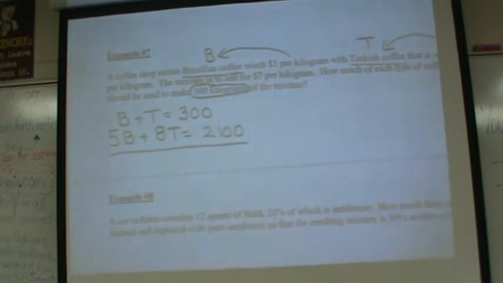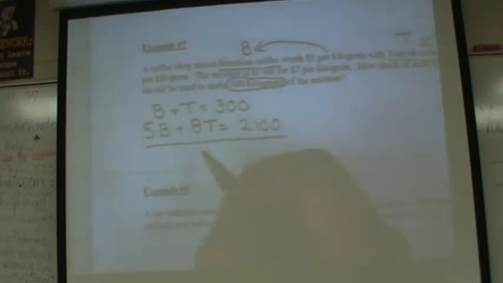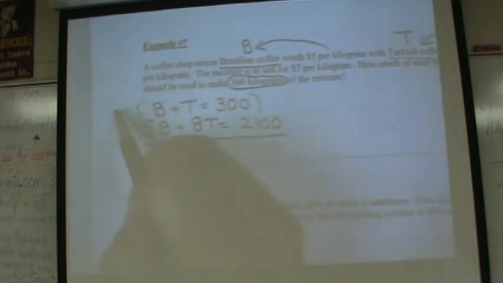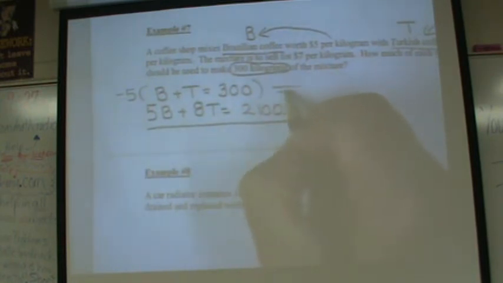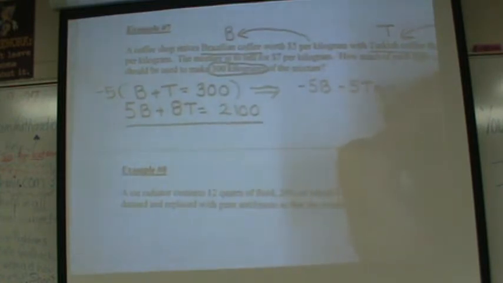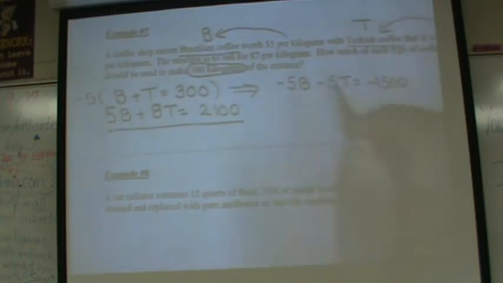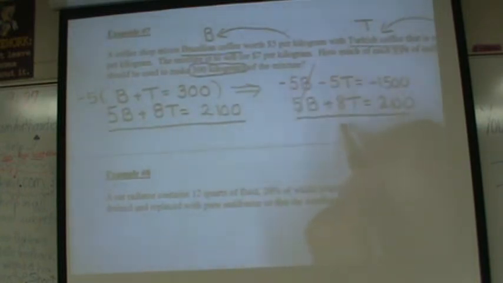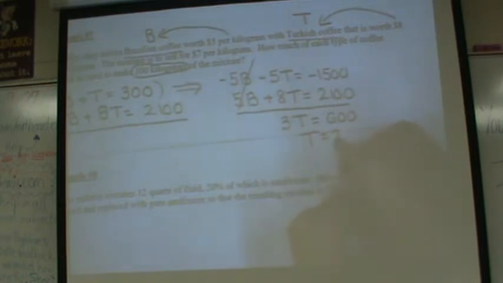Now, you don't need a calculator for this. So how would you do this one? What is the method? I would multiply the top equation by maybe -5. It's called elimination. So this new equation is going to be -5b minus 5t equals -1500. And then 5b plus 8t equals 2100. These cancel, you get 3t equals 600. T is 200.